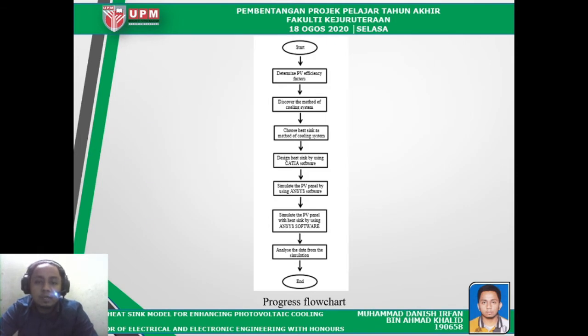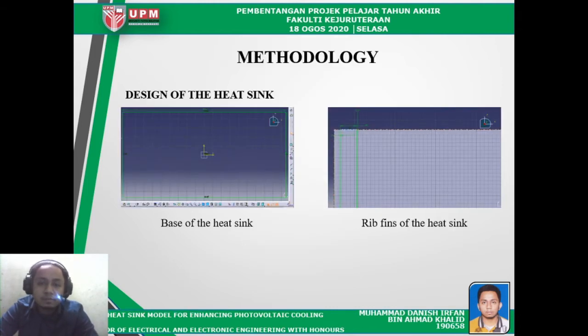So this is my progress flow chart. The first thing is to determine the PV efficiency factors. Next is to discover the methods of cooling system. Choose heatsink as the method of cooling system. Design the heatsink by using CATIA software. Simulate the PV panel by using ANSYS software. Simulate the PV panel with heatsink by using ANSYS software. Analyze the data from the simulation.